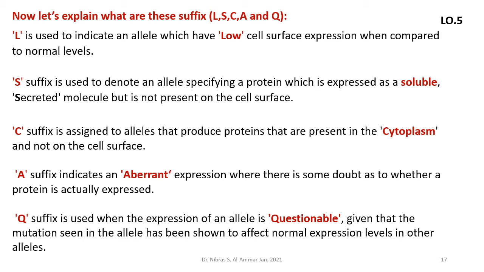The A suffix indicates an apparent expression, that means doubtful or dull expression, where there is some doubt as to whether a protein is actually expressed or not. The Q suffix is used when the expression of an allele is questionable, given that the mutation seen in the allele has been shown to affect normal expression level in other alleles.